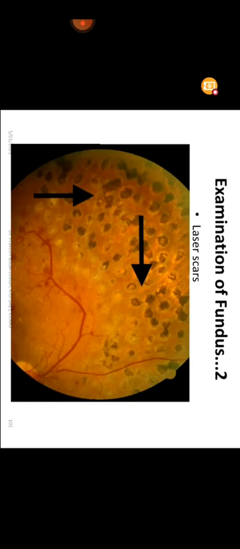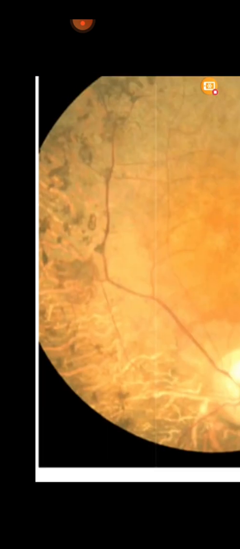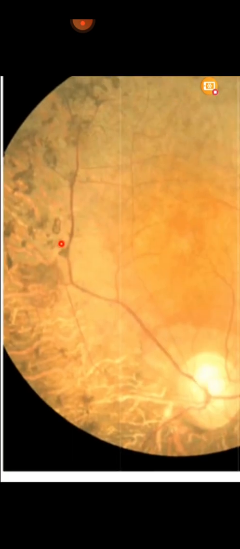Okay. Now you can see such kinds of spots in people who have already had lasers. Nowadays that is increasing more and more because of the increased diabetic retinopathy cases and more laser photocoagulation being done. So you can see laser scars. In this, you can see a typical presentation of retinitis pigmentosa, where you can see the bony spicule presentations.